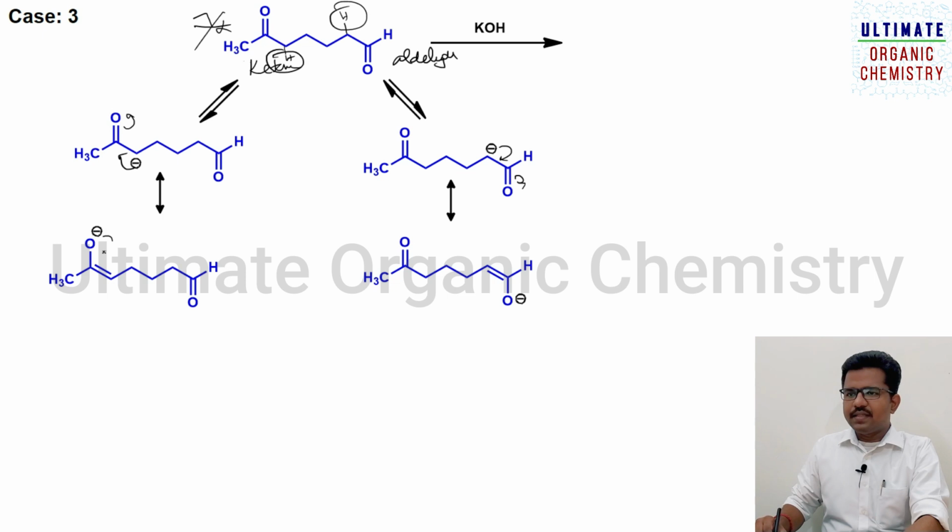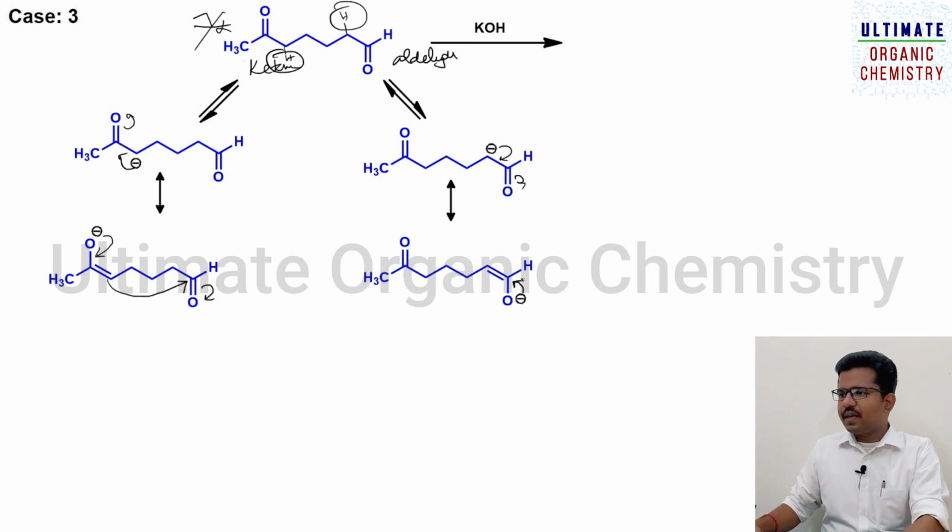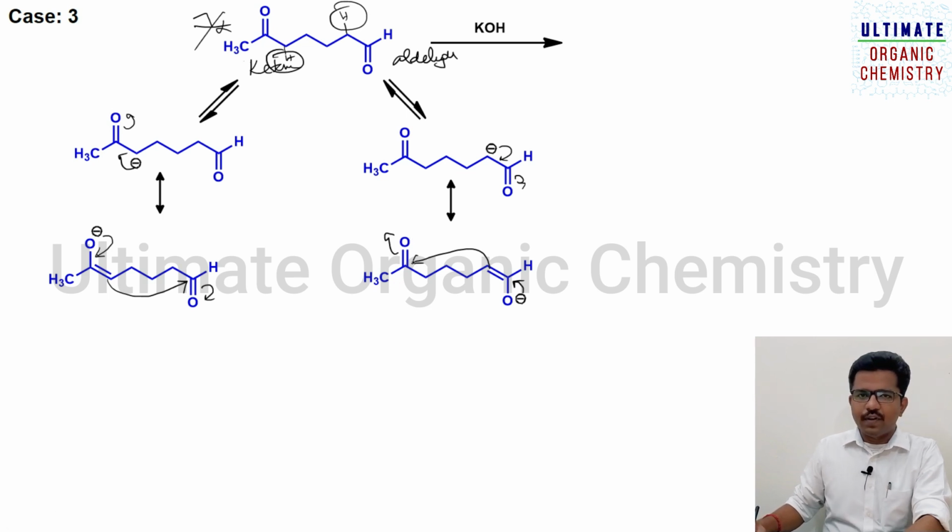For example, in this case, this minus charge will come here, and this carbon atom attacks this aldehyde, and the electron will shift towards the oxygen atom. In this case, the electron comes here, and this carbon attacks this keto functional group. In this case, the formation of 1, 2, 3, 4, 5, and here also you will get the formation of 1, 2, 3, 4, 5. So both sides you will get a 5 member ring. Which is more facile, that we are going to discuss.